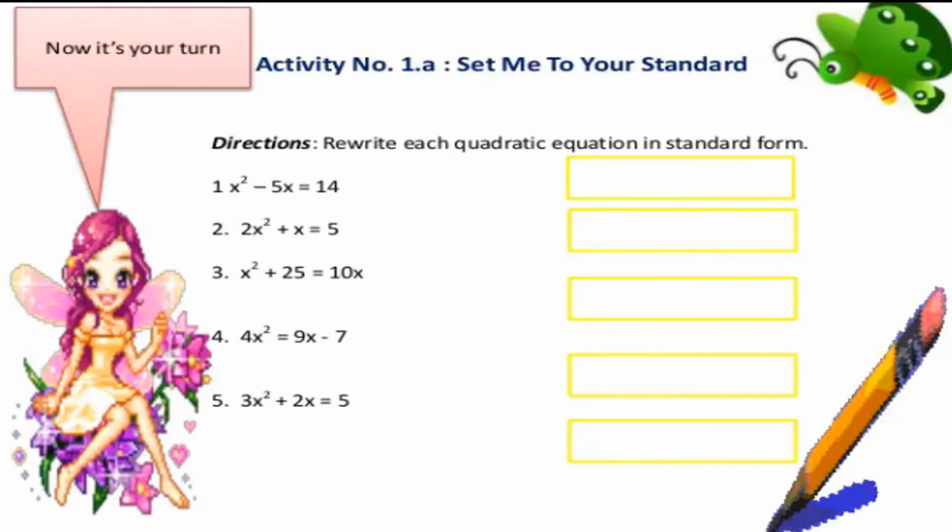Then, let us have an example on how to set your standard form. So, activity number 1A, set me to your standard. Rewrite each quadratic equation into standard form. Can you write this in a standard form? Now it's your turn. So, try nyo nga po.